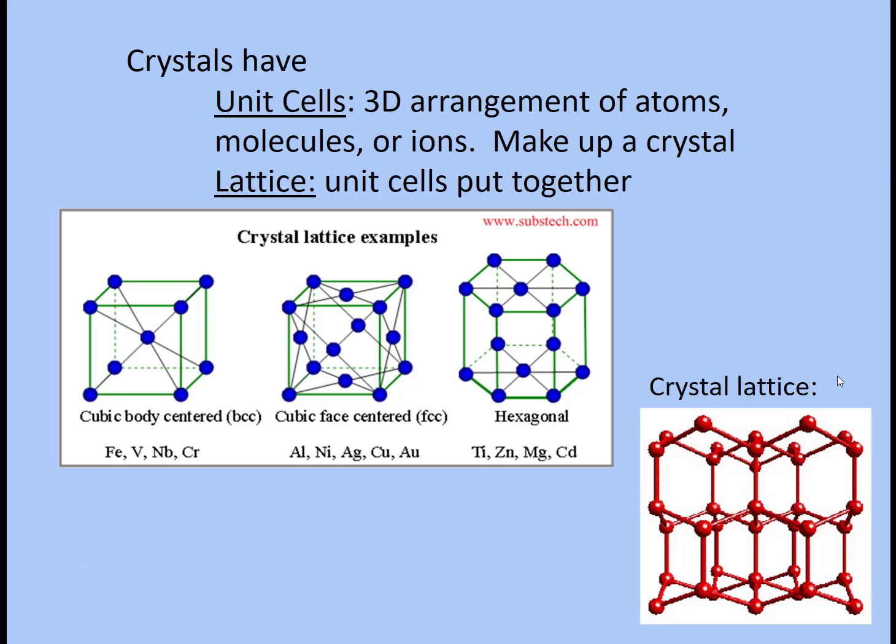These crystals, again, have unit cells, which is a 3D arrangement of the atoms. And here's some examples of crystal lattice cells. They come in lots of different shapes. So the first two are more cube-like, and the third one there is hexagonal. If you take each of these unit cells and put them together, you get what's called a crystal lattice. So it's kind of like the unit cells are like Lego bricks, and the crystal lattice would be like a Lego wall that you put together.